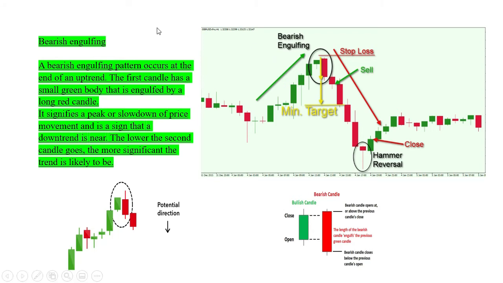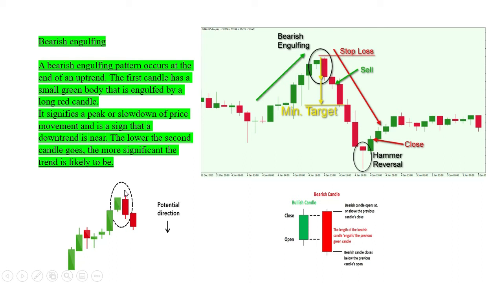The first candle has a small green body that is engulfed by a long red candle. It signifies a peak or slowdown of price movement and is a sign that a downtrend is near. The lower the second candle goes, the more significant the trend is likely to be. So let's explain that. We have the smaller bullish candle. So the first candle has a small green body that is engulfed, right? It gets eaten up by a long red candle.